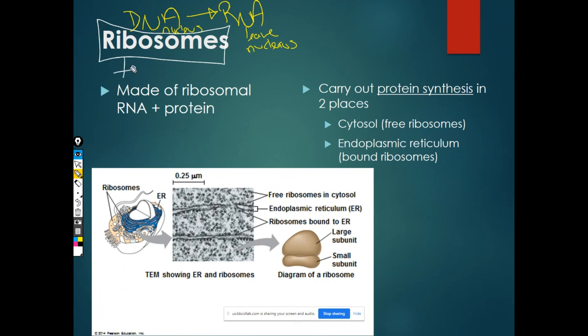Meow. And find out what exactly RNA is going to do.